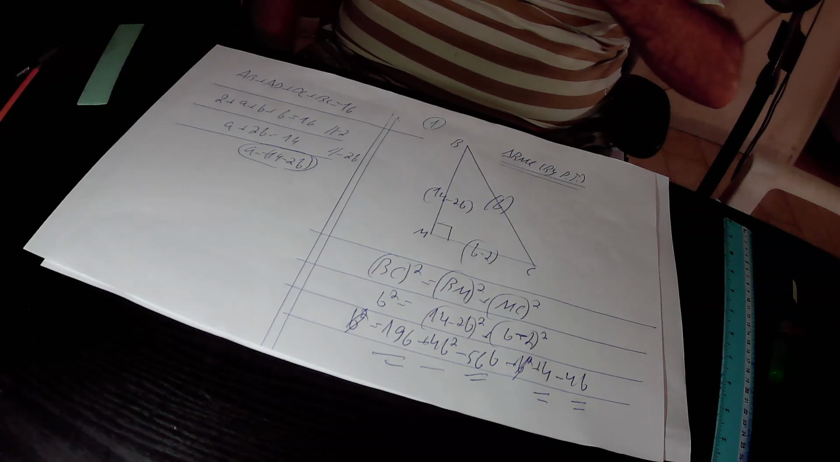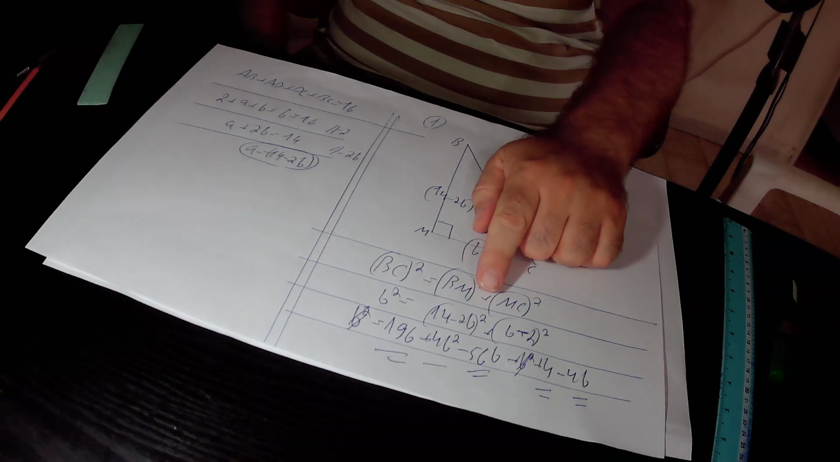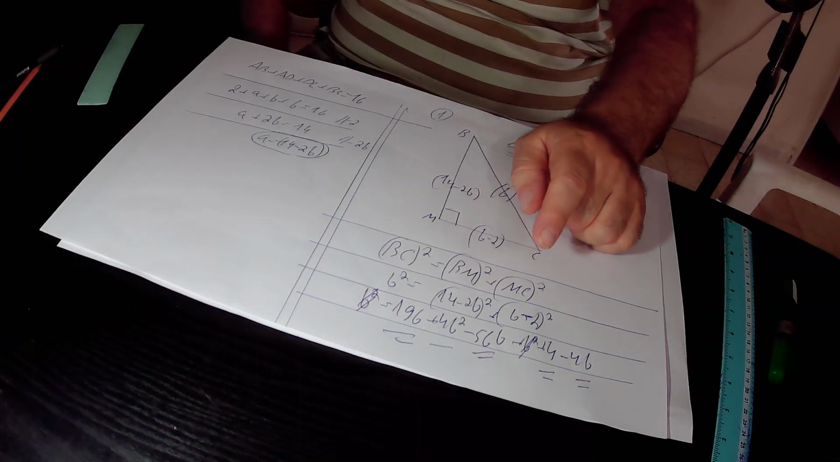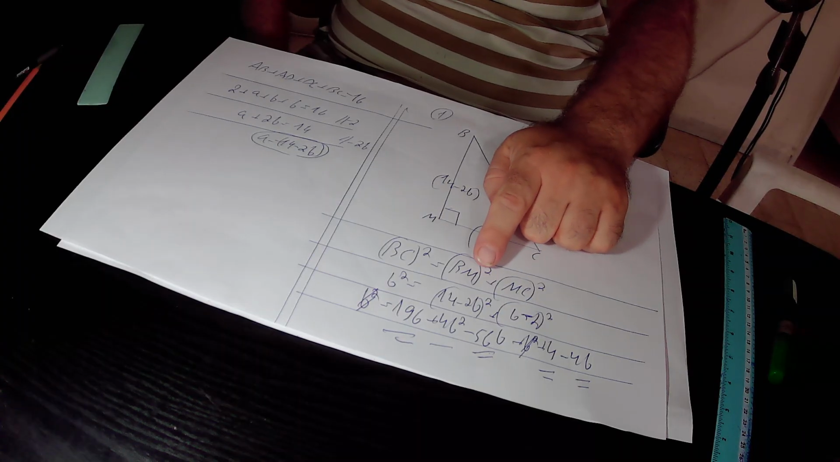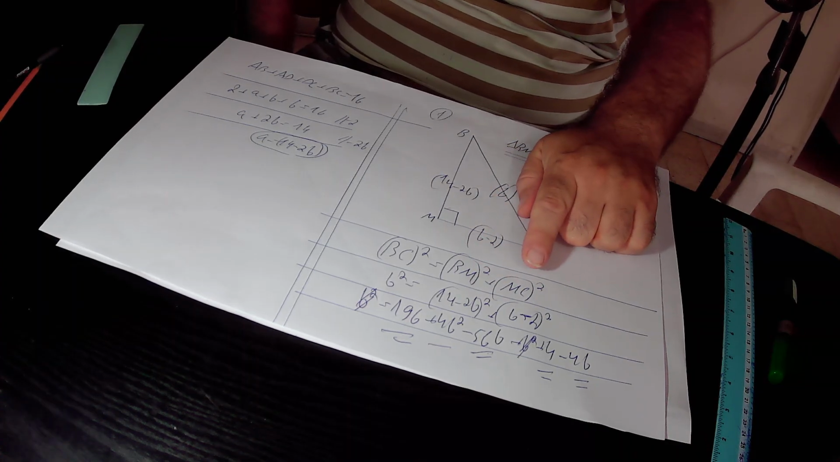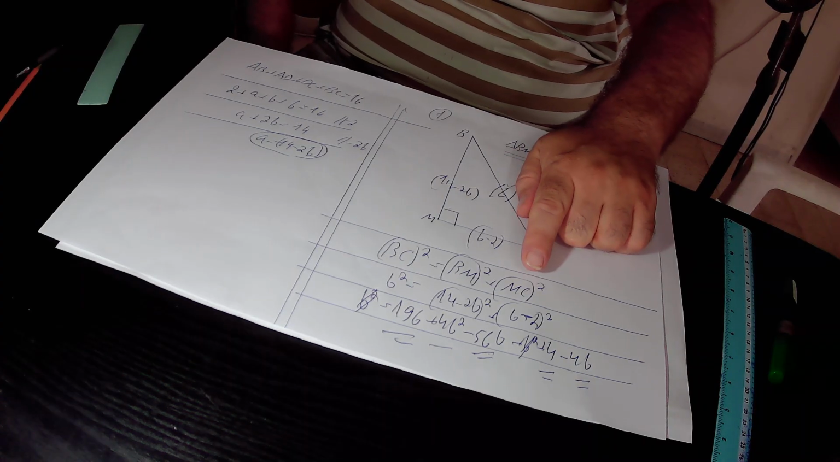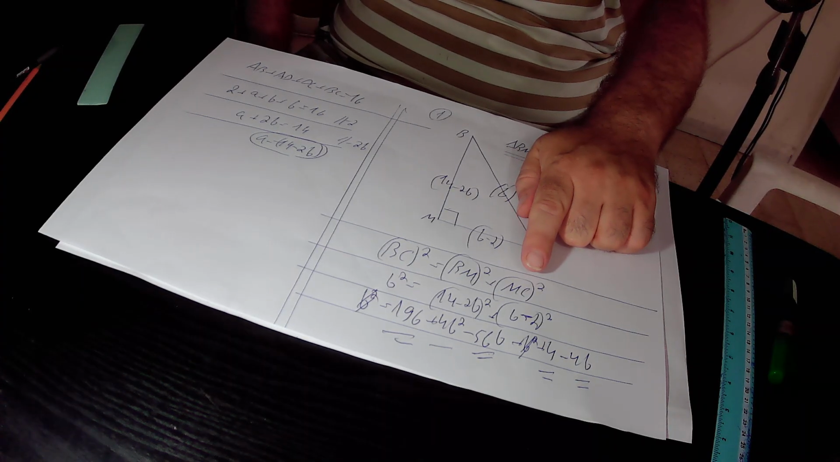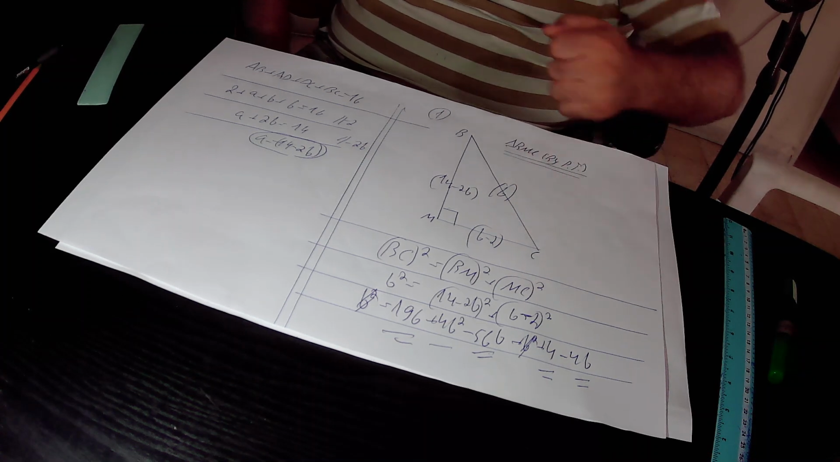(14 minus 2B) squared equals 14 squared, that is 196, plus (2B) squared, that is 4B squared, minus 2 times 14, that is minus 28, times 2B. Minus 28 times 2B is minus 56B, and we also have plus (B minus 2) squared. (B minus 2) squared equals B squared plus 2 squared, that is 4, minus 2 times B times 2, that is minus 4B.